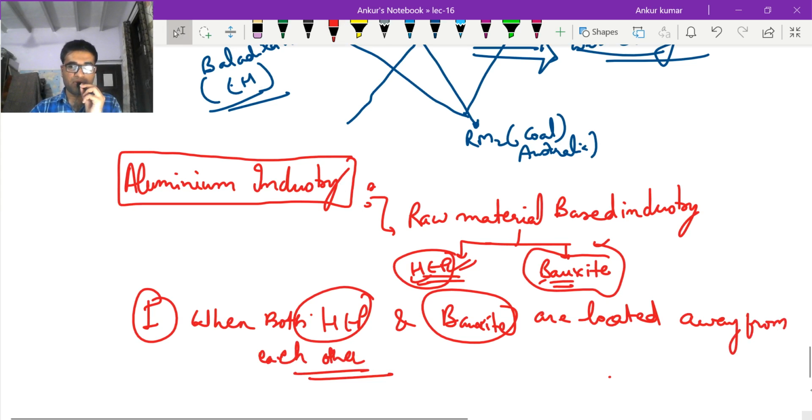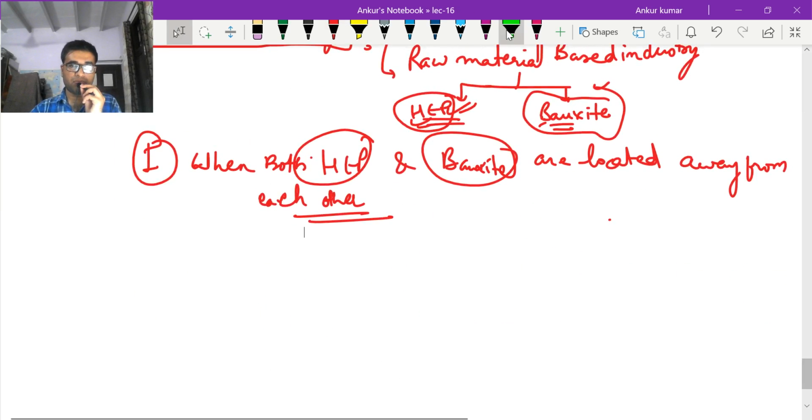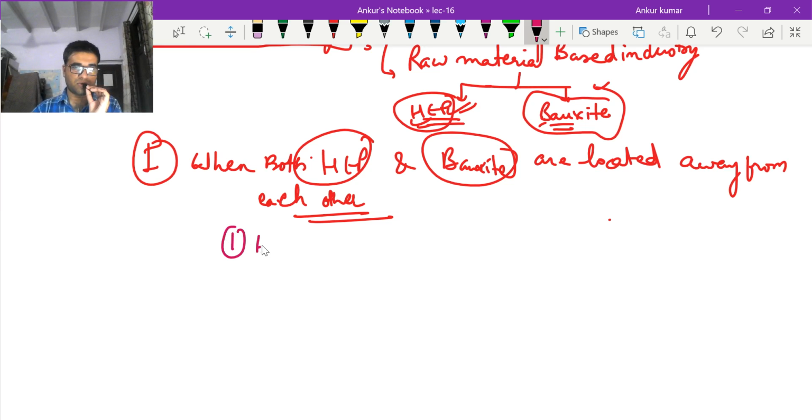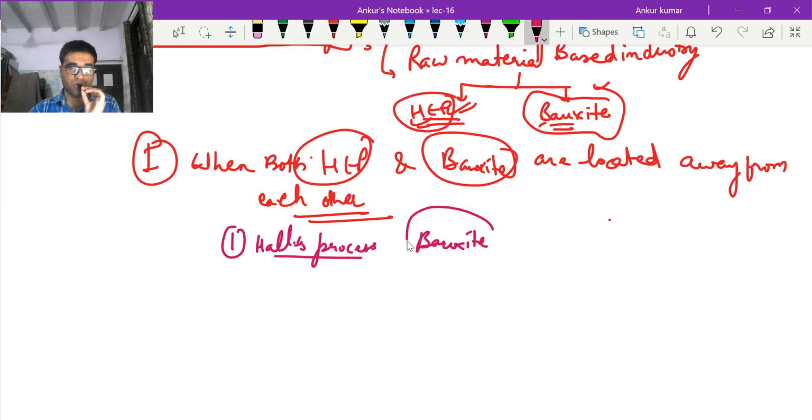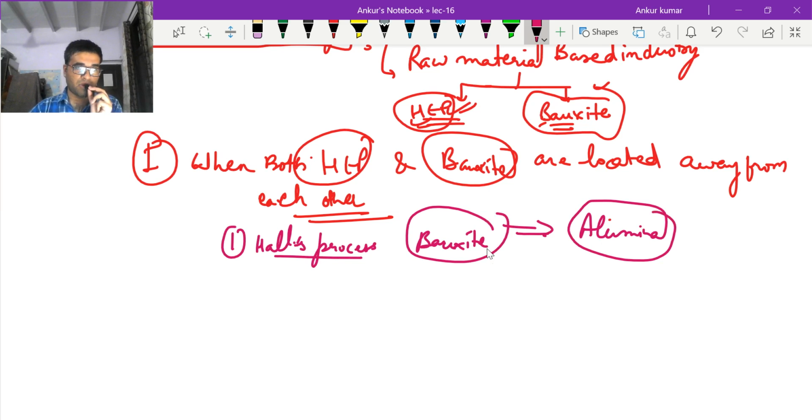Now first of all you must know how the bauxite is converted into aluminium. Okay, it takes two processes. Number one is the Hall process. Now in the Hall process, what happens? The bauxite, the ore of aluminium, is converted into alumina. In this process a large amount of impurity is removed from bauxite, so weight of the bauxite is reduced in significant proportion. This process we will call as I1, right?